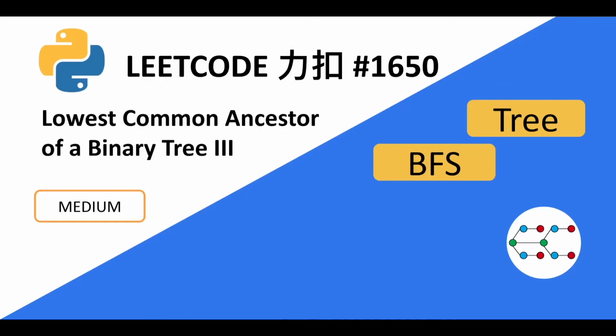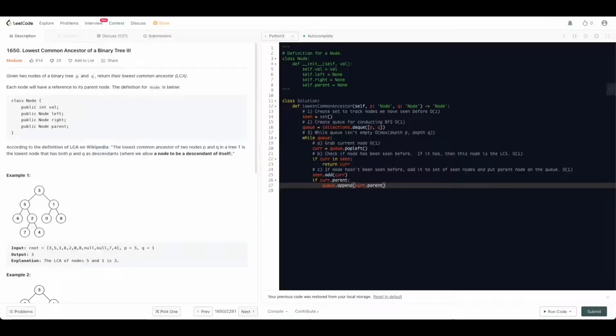Hey guys, today we're doing Leetcode 1650, lowest common ancestor of a binary tree 3. As you may be able to tell from the name of this problem, it's a continuation of lowest common ancestor of binary tree 1 and 2, with the addition that now we have a pointer to the parent of a given node.